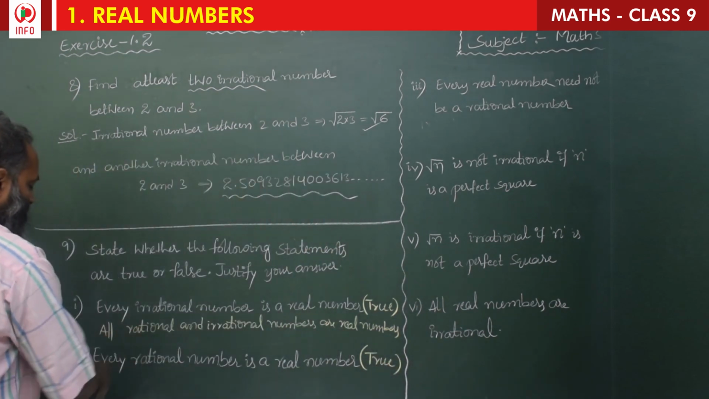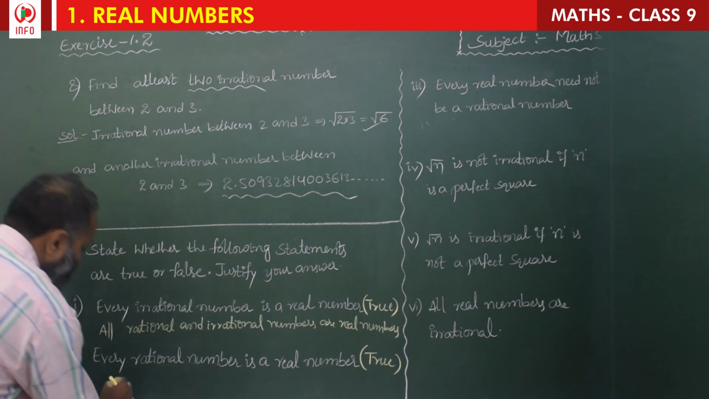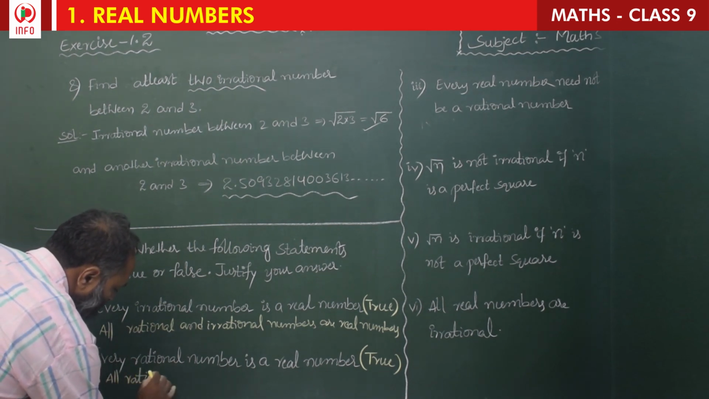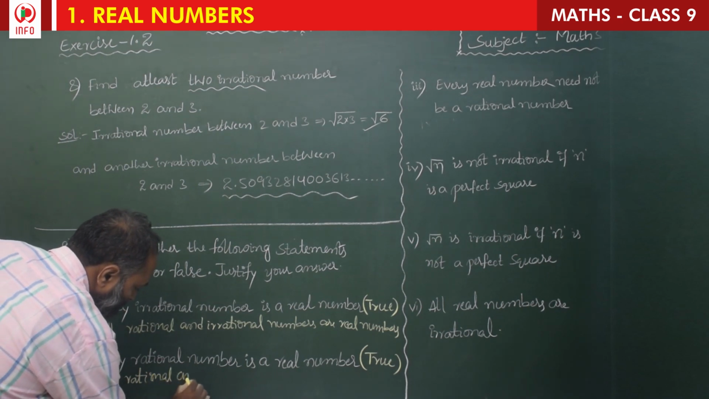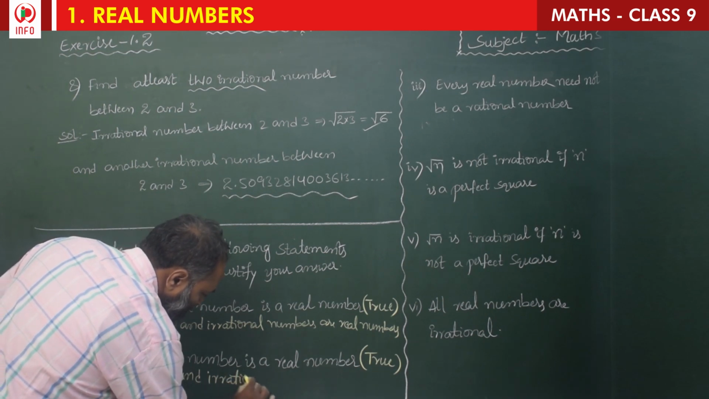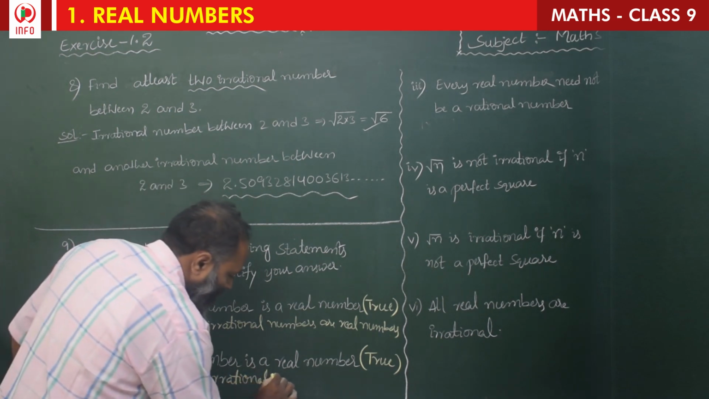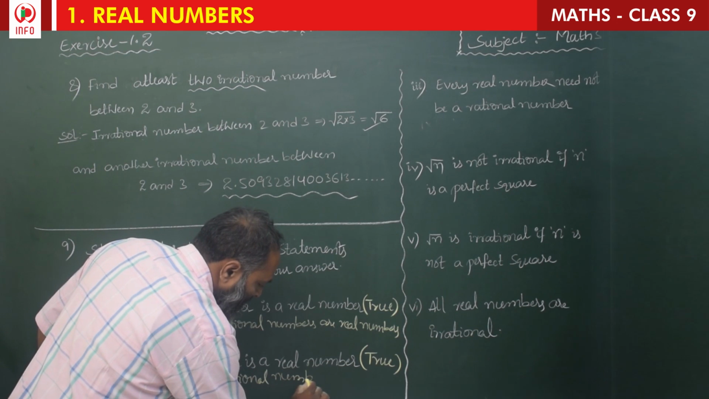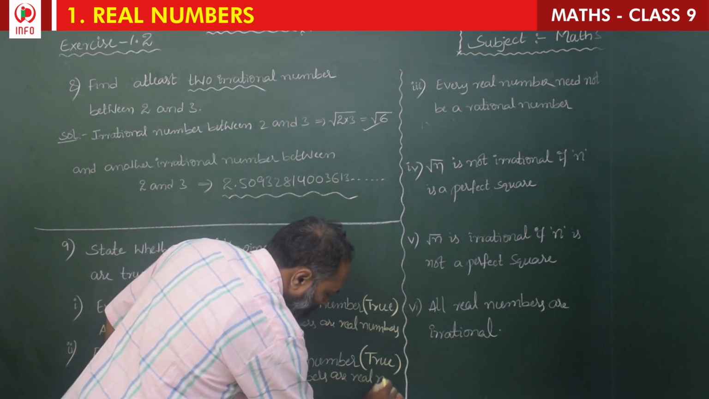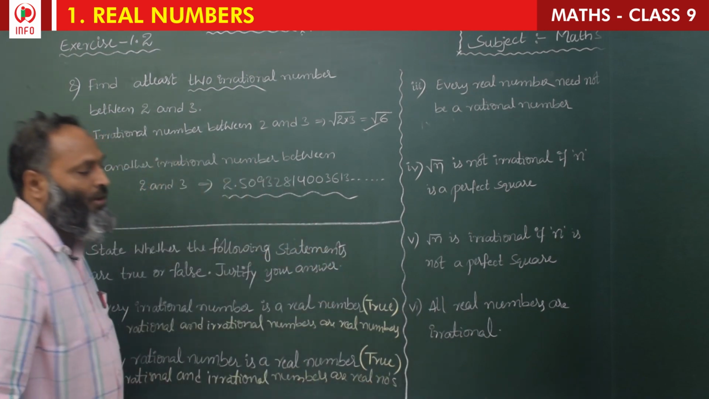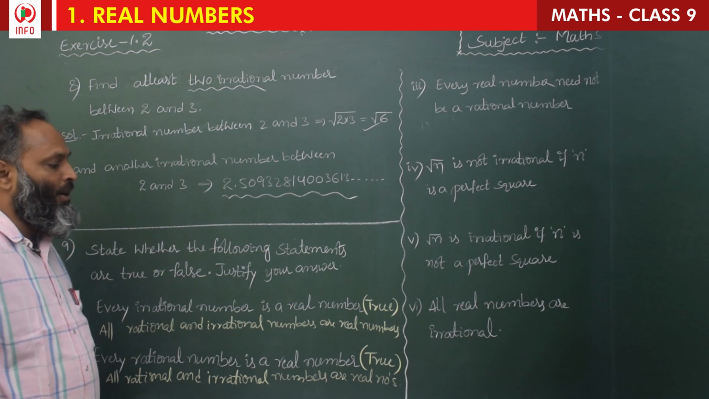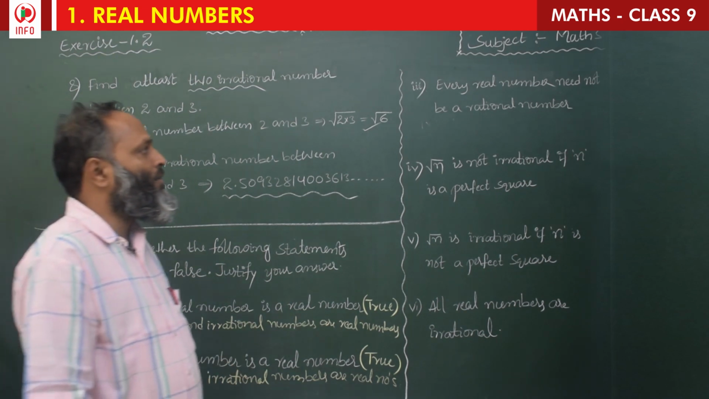Why? Because of the same statement: all rational and irrational numbers are real numbers. Irrational numbers are real numbers. So that is why it is true. Every rational number, every irrational number is a real number. So both statements are true.